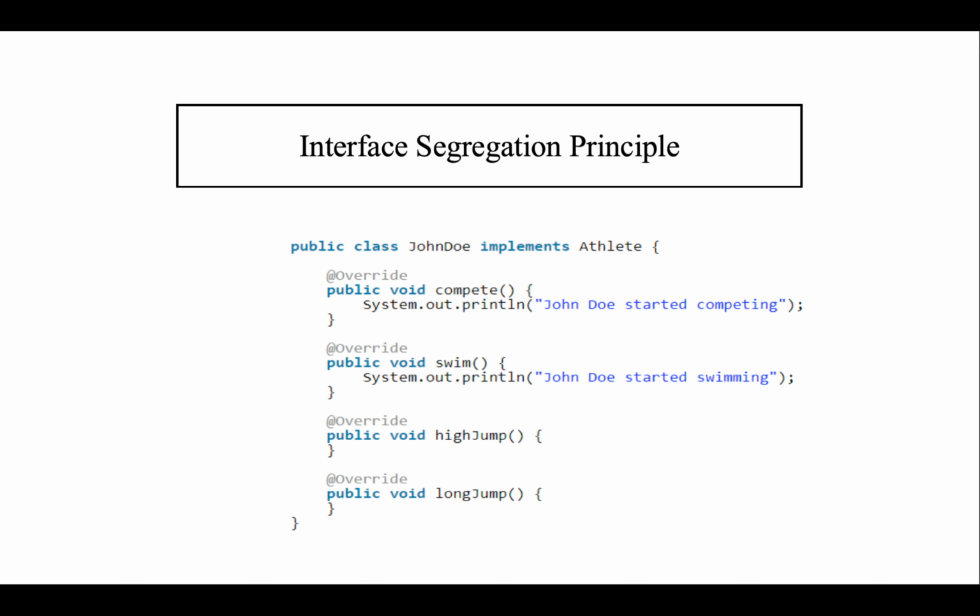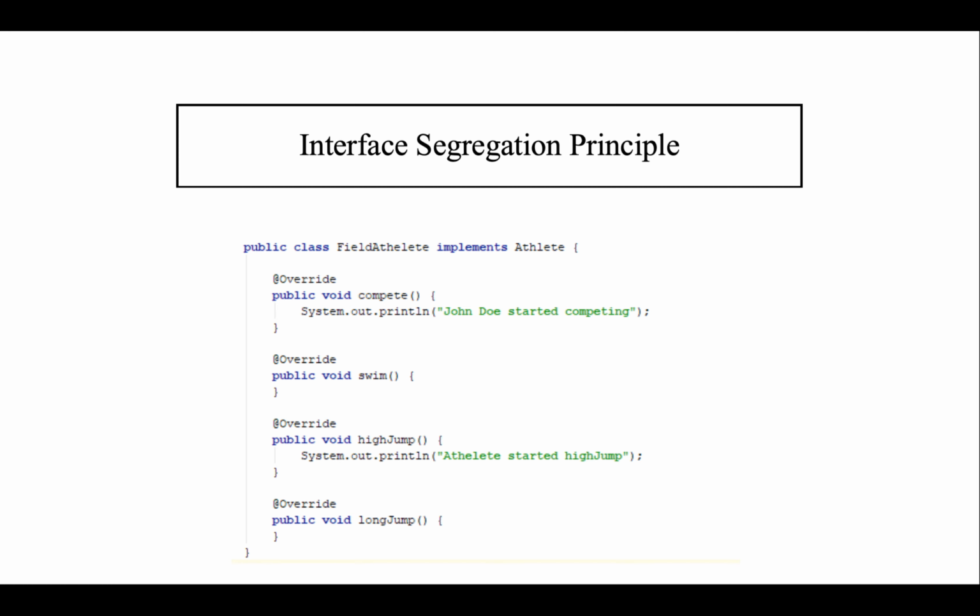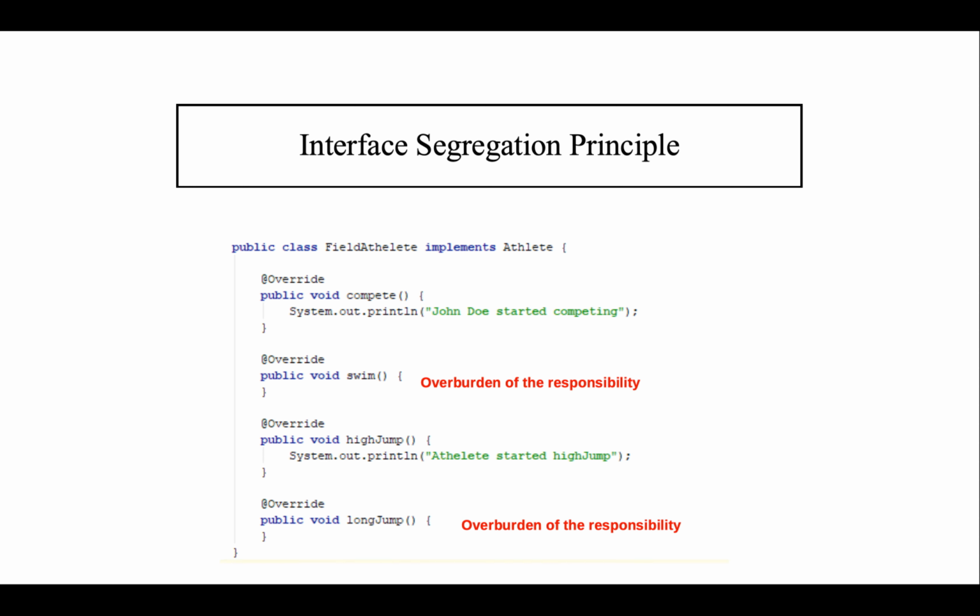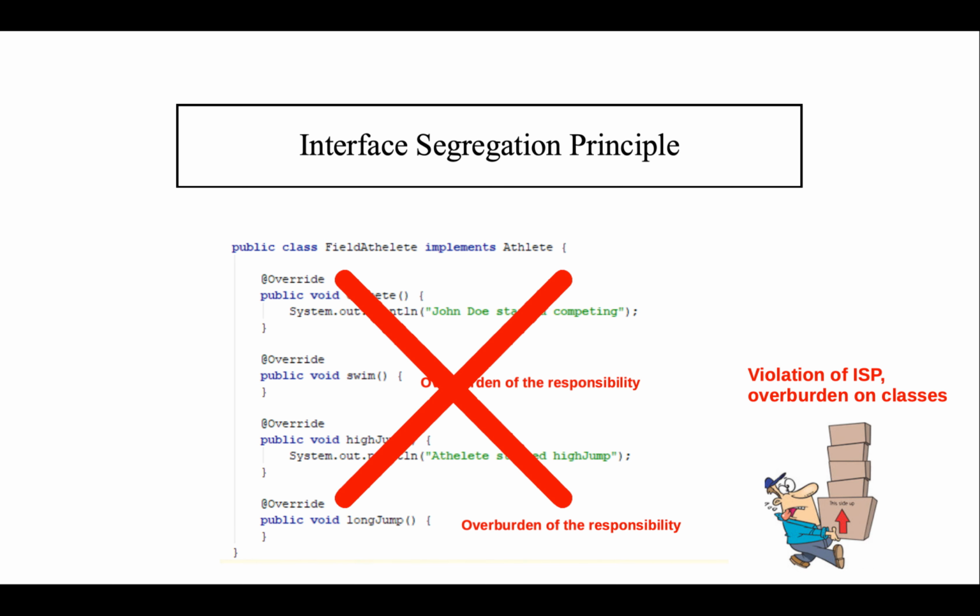However, as this is a swimming athlete, he is only responsible for compete and swim, but high jump and long jump are overburdening responsibilities for this athlete. Similarly, if I want to create a field athlete who is responsible for high jump, I still have to override all four methods from the Athlete interface, and swim and long jump are overburdening responsibilities for this athlete class. So as per the ISP, this is not a good design. We are violating the interface segregation principle and overburdening our classes.